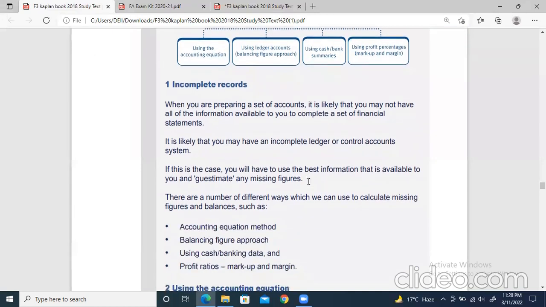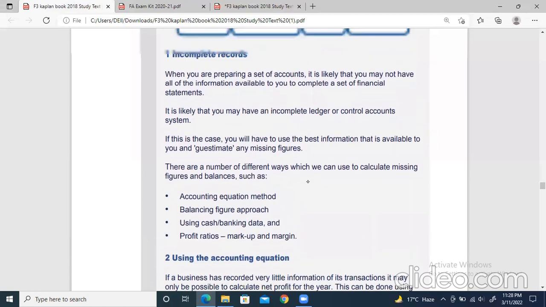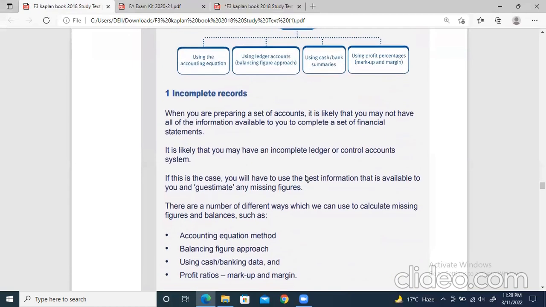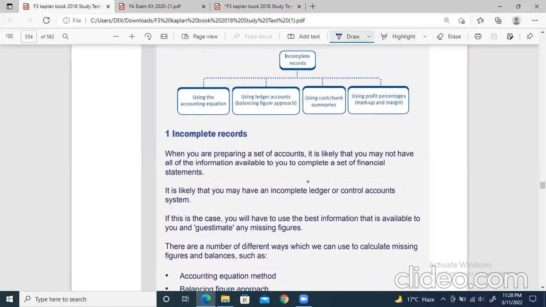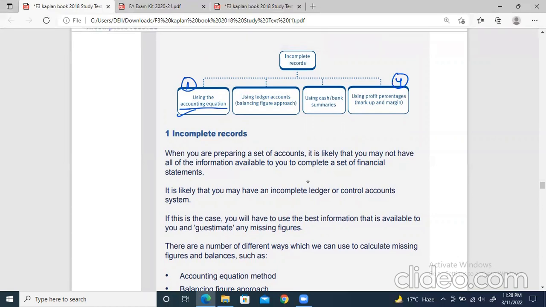The same thing is explained over here in this paragraph, right? Now there are basically four methods for incomplete records. You can see in this diagram as well that first of all, we can use the accounting equation to find out the missing figures. Now this first one and the fourth one, the first and the last one, are the most asked ones in the exam and the most important ones as well, right?